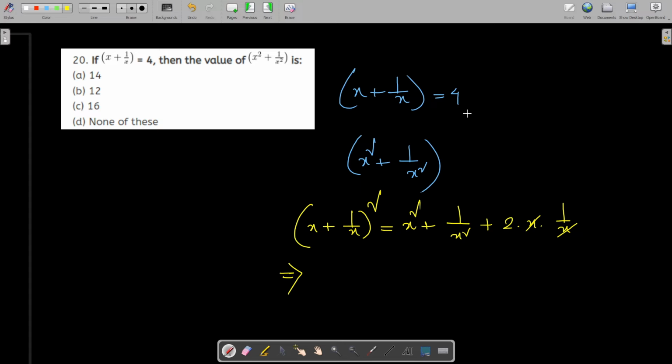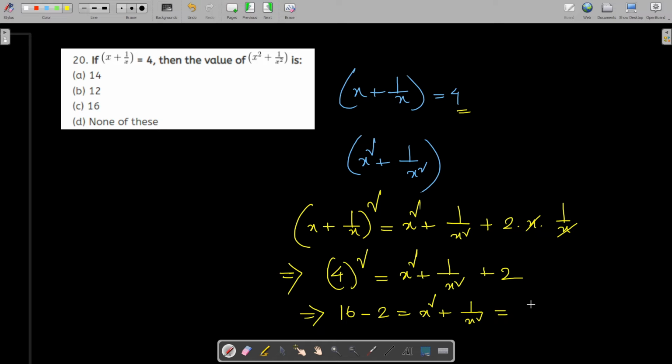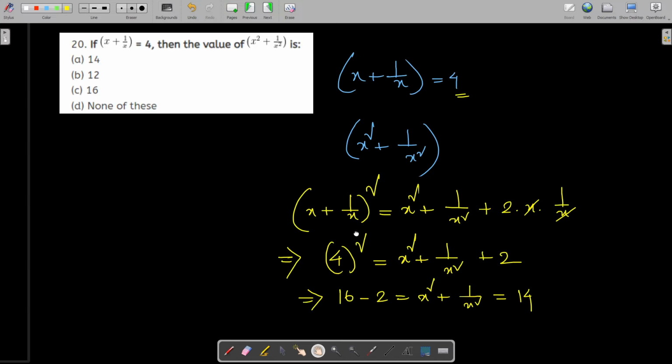Now x plus 1 by x is given equal to 4. So in place of that, we'll write 4 whole square, and we will write x square plus 1 by x square plus 2. 4 square is 16. The 2 comes this side. So 16 minus 2 is equal to x square plus 1 by x square, which is equal to 14. Easy. So we'll try one quite similar question like this one.